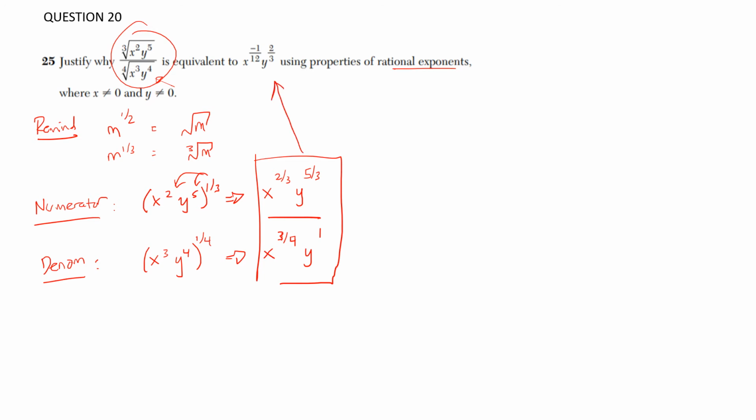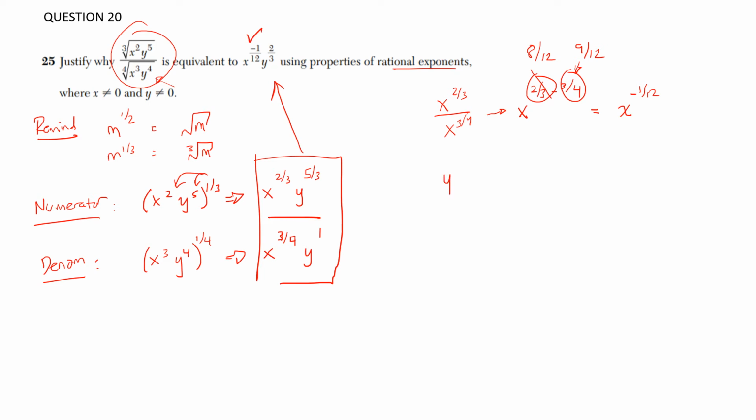So let's do the x's first. We're doing a quotient. We're doing x to the 2/3 over x to the 3/4, right? And by the properties of rational exponents, this is the same as subtracting the exponents, numerator minus denominator. So x to the 2/3 minus 3/4. We need to put that in some form that we can actually simplify and subtract. Okay, so 2/3 is the same as 8/12. 3/4 is the same as 9/12. Okay, so 8 minus 9 is negative 1. Negative 1/12. So that's looking pretty good for here.